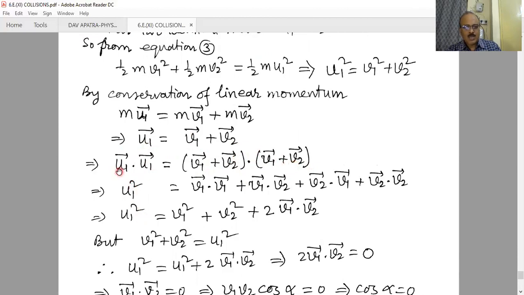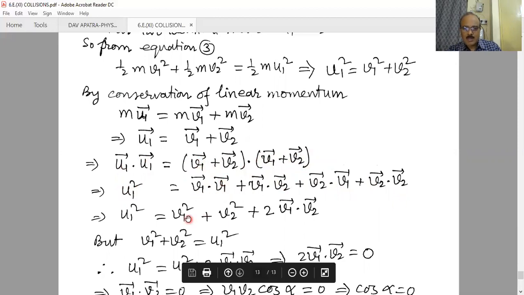We know u1 vector dot u1 vector is u1 square. A vector dot a vector is a square, b vector dot b vector is b square. Similarly, u1 dot u1 is u1 square, and now distributing this dot product: v1 dot v1 plus v1 dot v2 plus v2 dot v1 plus v2 dot v2. Now v1 dot v1 is v1 square, v2 dot v2 is v2 square, and the cross terms give 2 into v1 dot v2.